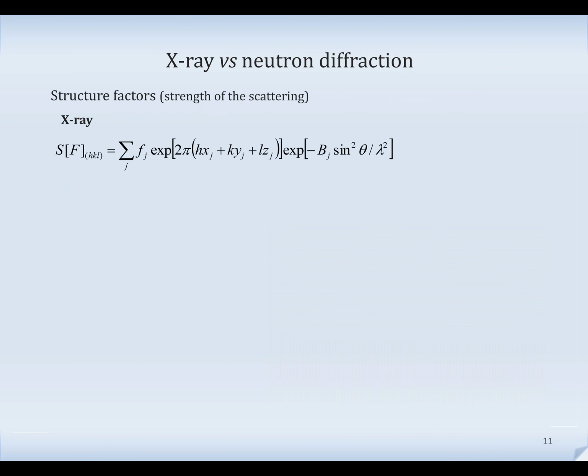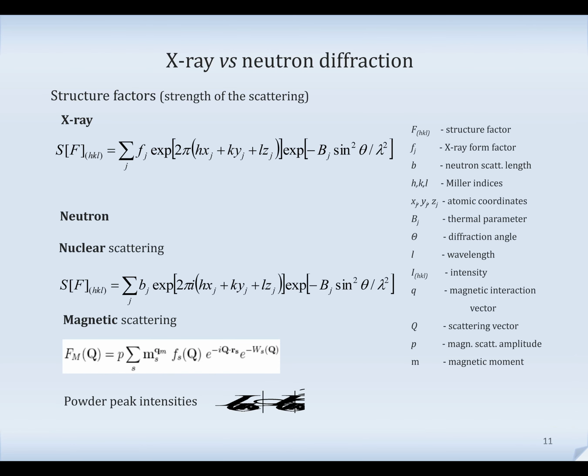Okay, so about the scattering factors for X-rays, the formula to estimate the intensity of scattering is like this. This is the so-called F, here. This is the so-called form factor, which we talked about. It depends on atomic number. And the intensity of scattering also depends on the geometry, on the coordinates of ions, on the wavelength, on the angle, and the thermal parameter.